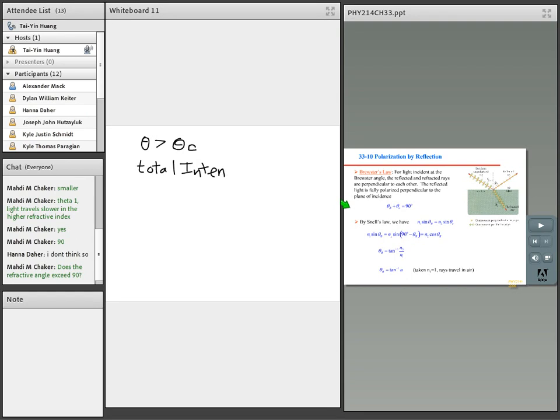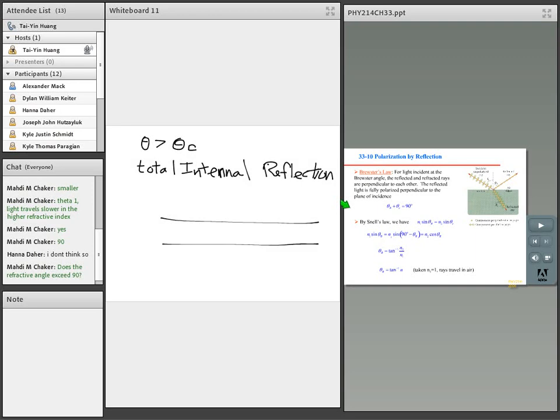For example, I hate to use the mouse. It's so difficult to write. Total internal reflection. Let's say the fiber optics that we have heard of. How does it work? Basically, you have a channel. So this is fiber optics.